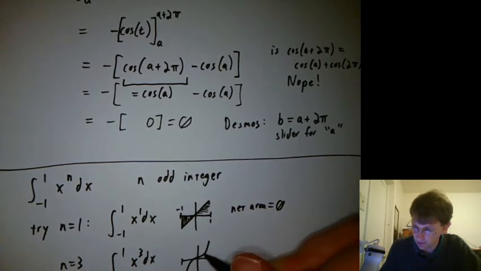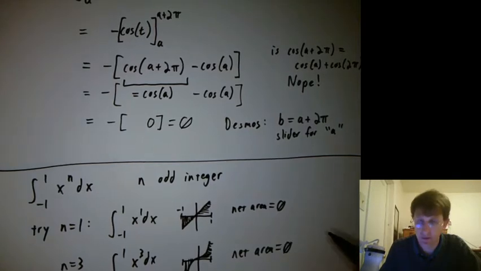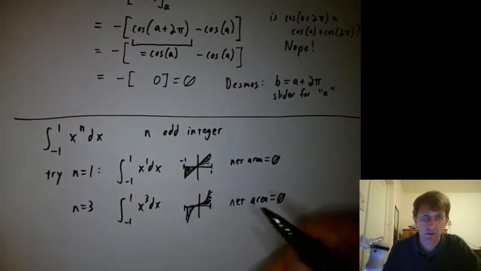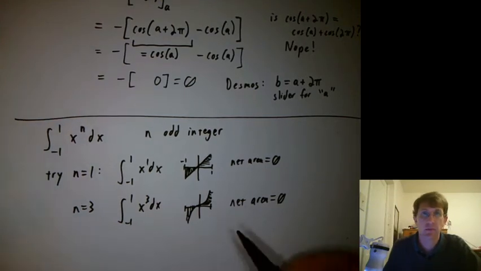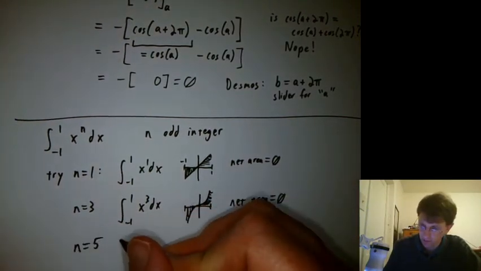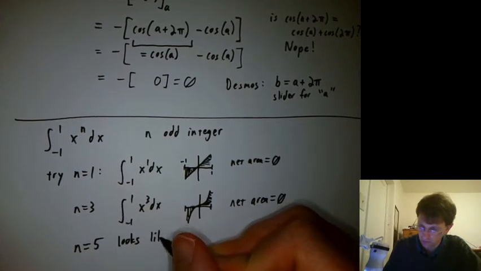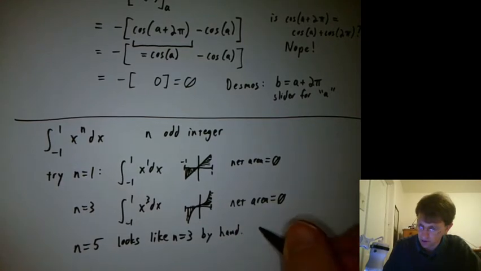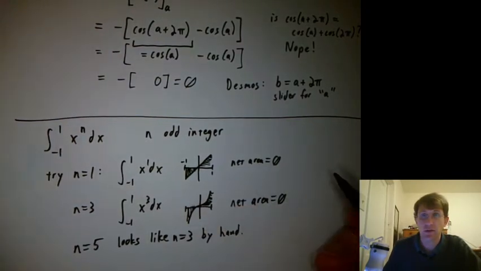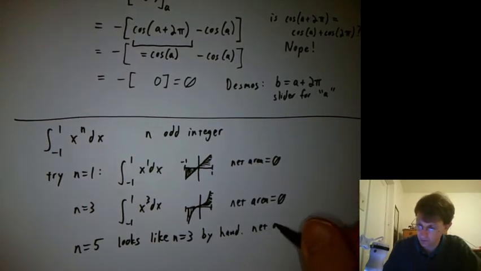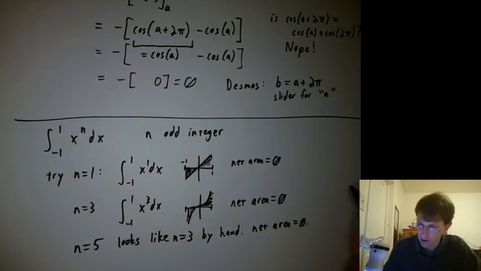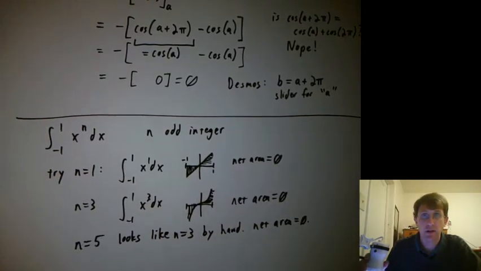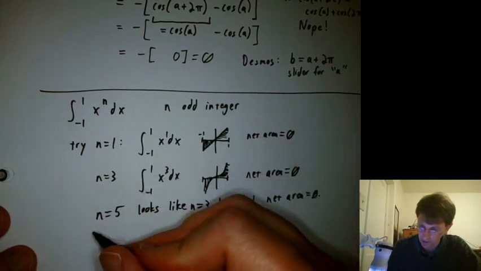And does that look like this area here is going to cancel out that area? Yep, so the net area is 0. N equals 5 looks pretty much like n equals 3 when you do a by hand sketch. It's symmetric around the axis, so the net area is still 0. That's graphically, but let's try it numerically, actually doing the integral.